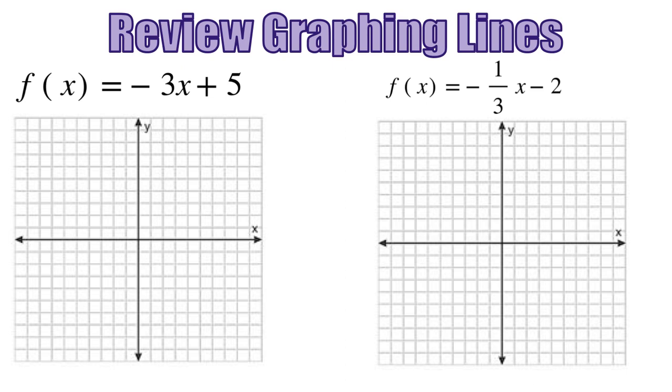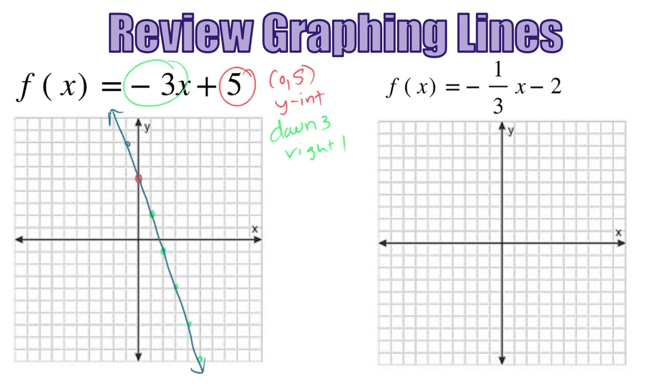So for this first one on the left, I'm going to start at the point 0, 5. I'm going to move down 3 and right 1 to make my next point, and I'm going to keep graphing points like that until I run out of space, and then I'm going to connect the dots with arrows on the ends. And there we have that line. I'm going to encourage you to pause the video and do the same thing for the second graphing problem. And there we have our quick review on graphing lines.